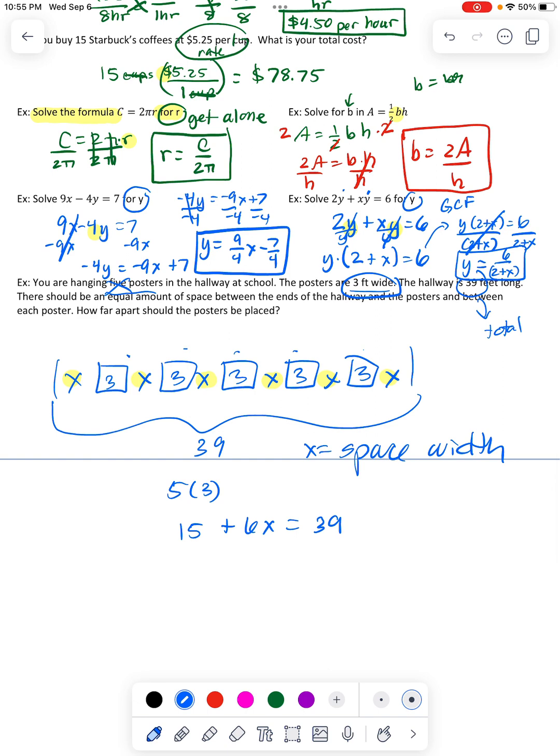And now I'm going to solve for x because x is my space width. So I take away 15. I have 6x equals 24. And I divide by 6. And x is 4. The posters are all 4 feet apart. So I have 4-foot spacing between the posters.